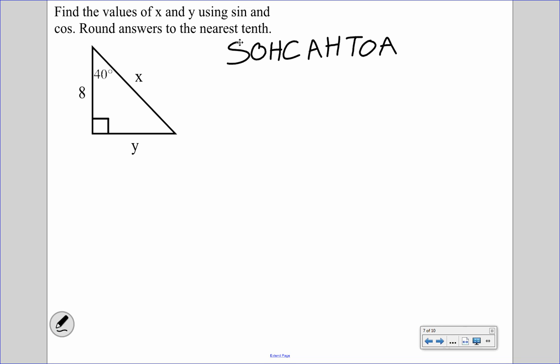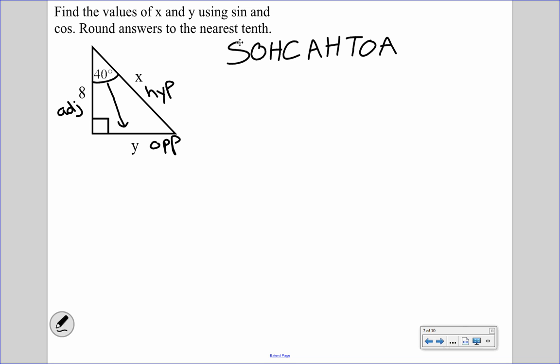So we're going to start with the angle that they gave us, our 40-degree angle. We're going to label our triangle. So we can see that y is our opposite side. x is obviously our hypotenuse because it's across from our right angle. And 8 then is our adjacent side. So we're given our adjacent side.